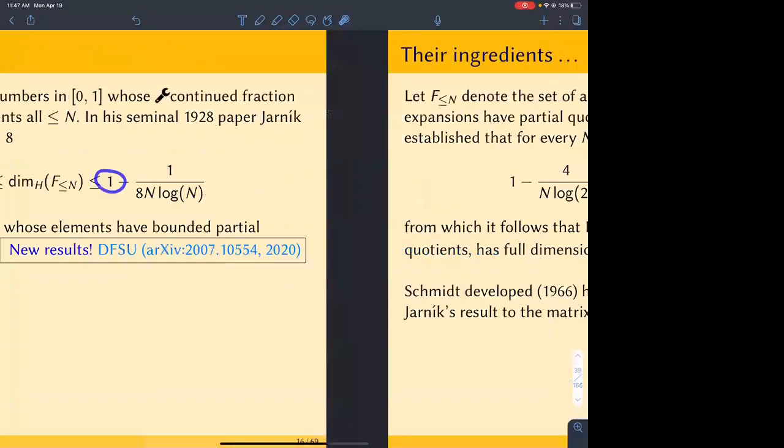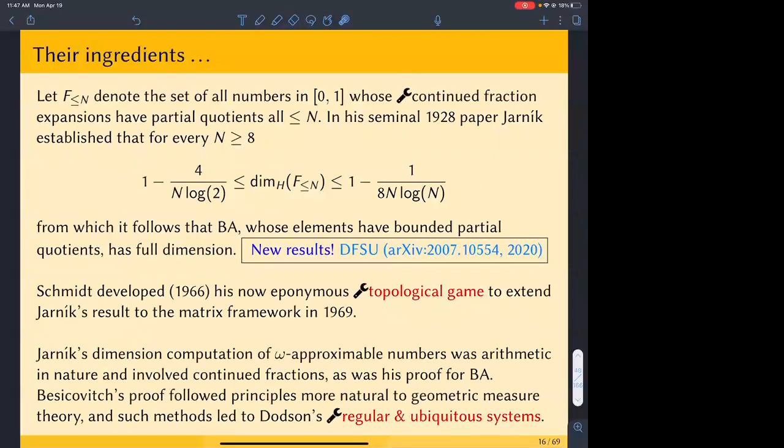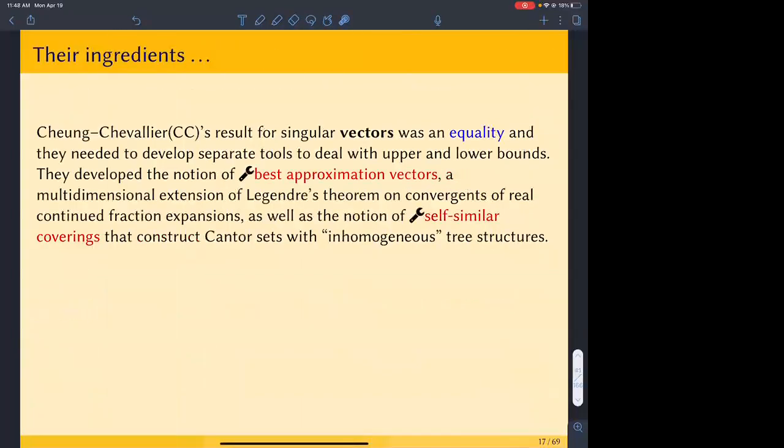you get full dimension. Schmidt developed his topological game, as I said, to extend Jarnik's result to the matrix framework. And Dodson and Bovey developed this system of regular and ubiquitous systems. This also, in part, was inspired by the 1D proofs of Jarnik and Besicovitch, but things get a little trickier in higher dimensions. So what about Chung and Chevallier's results? They also had to develop new techniques. Unsurprisingly, if the previous people knew how to do singular, you can bet that we wouldn't have to wait till 2007 for that result.